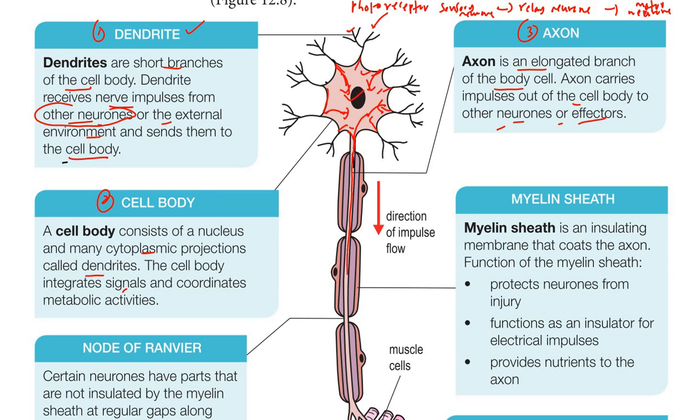Inside the axon, and then it will be sent to other neurons. For example, maybe from the relay neuron to the motor neuron, and then to the muscle. From the motor neuron, maybe we go to the effector. So this is the function of axon, to carry impulse out of the cell body to other neurons or effectors.